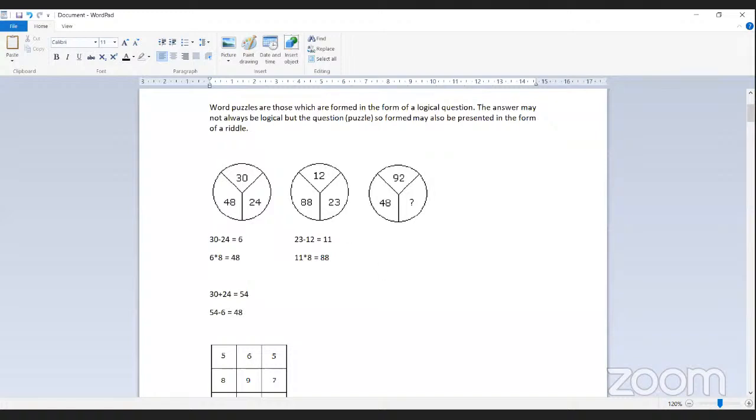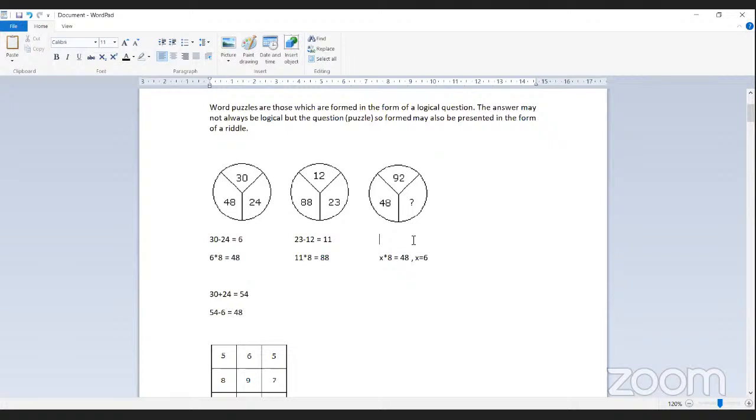Ma'am, we can do the reverse process. First we can divide 48 by 8, and then we can add that number to x, which will give you 48, where x is 6. So add them. Now you added, right? X is equal to 6. So you added 92 plus 6 would be 98.